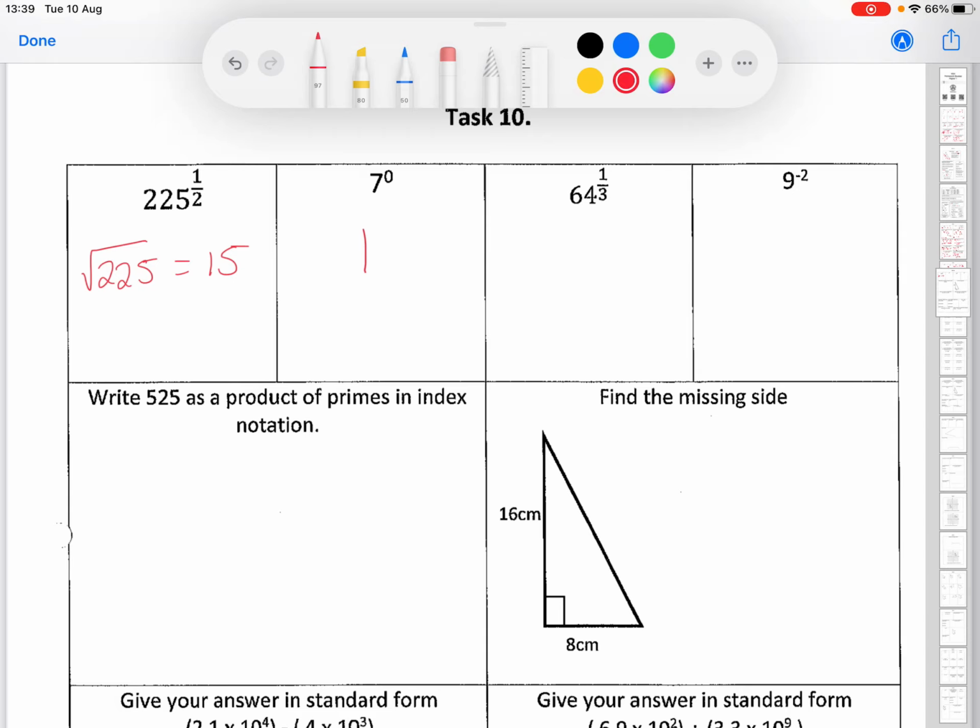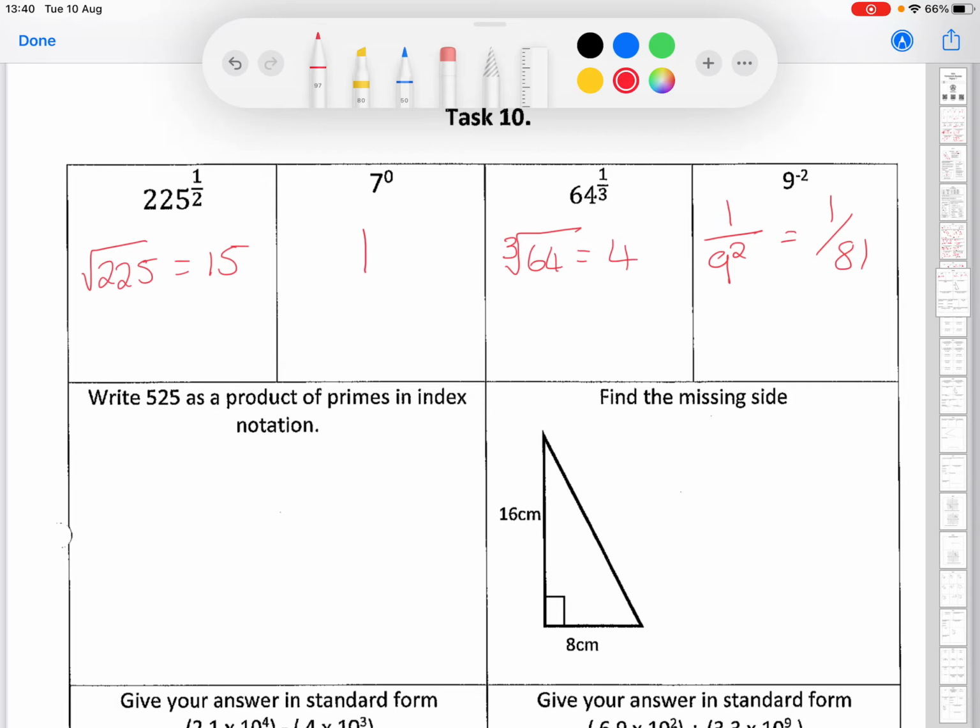Next one, we've got 64 to the power of 1/3. Anything to the power of 1/3 means the cube root of it. So the cube root of 64 is 4, because 4 times 4 times 4 is 64. If we've got things to the power of a minus, we flip it, it's 1/9 squared. And don't forget to work that out, it is 1/81, 9 squared, 81.